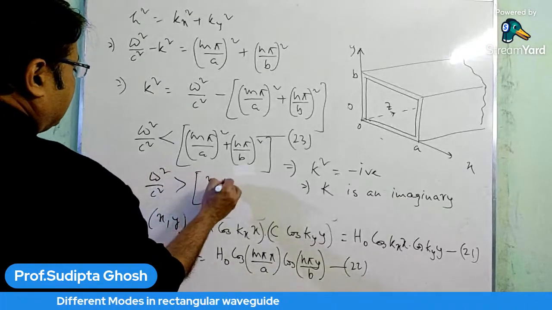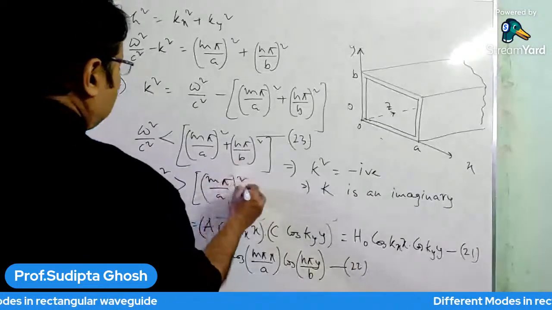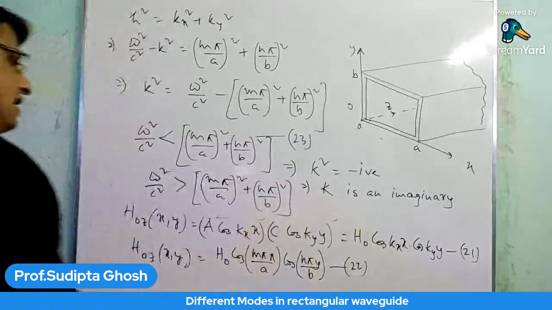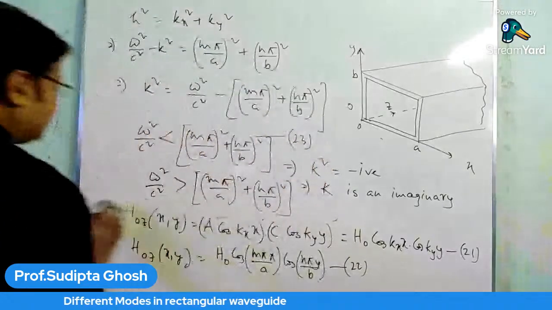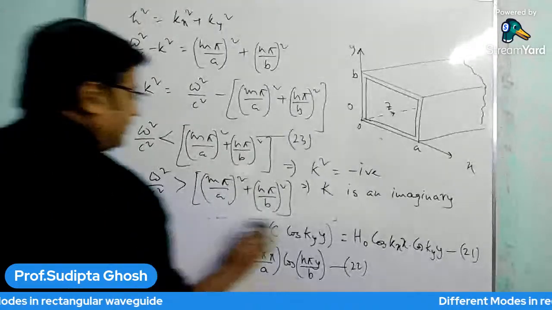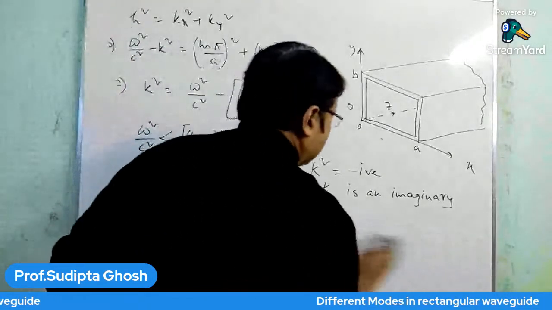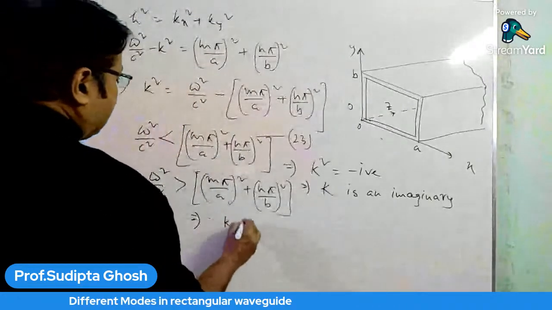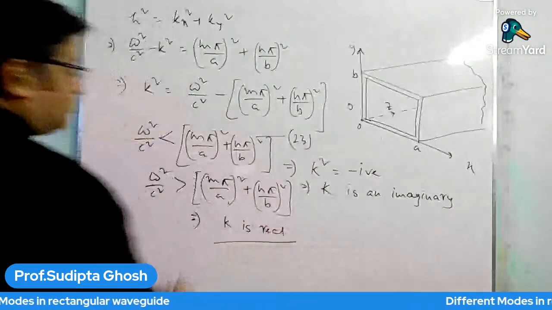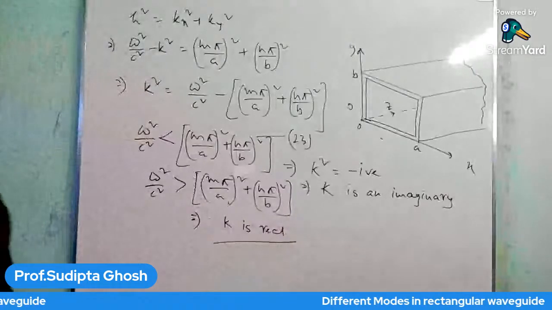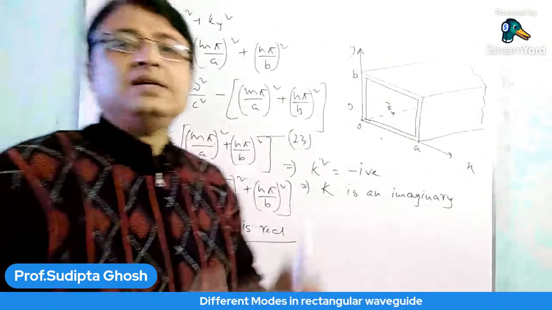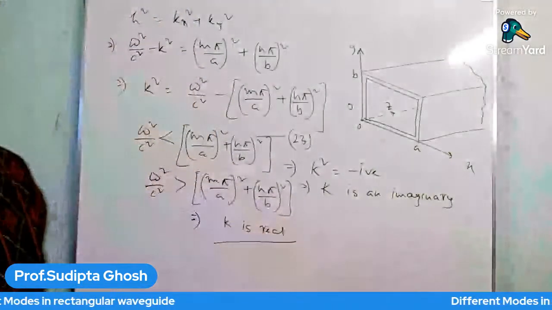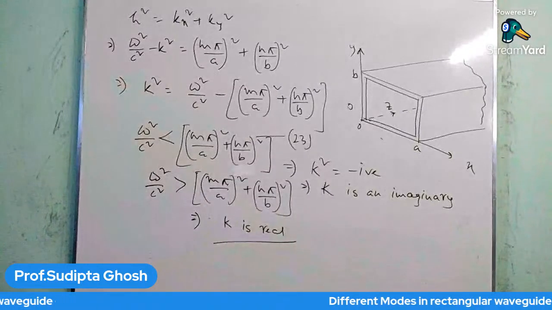Now another thing can appear, that when the value of omega square by c square is greater than m pi by a square plus n pi by b square, again you can say that k square is positive, so k is a real number. That means the wave certainly propagates through the waveguide. You have no attenuation whatsoever for this particular case.